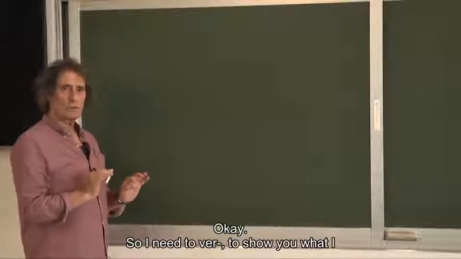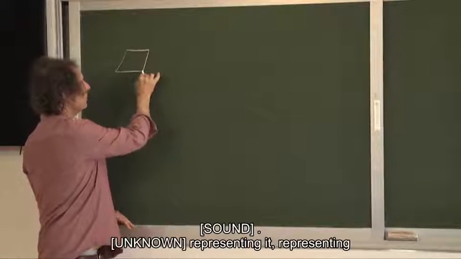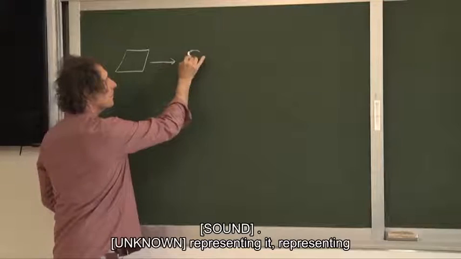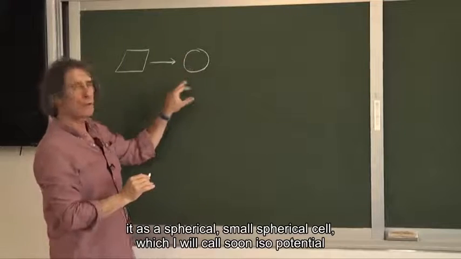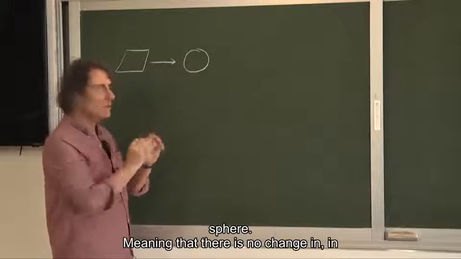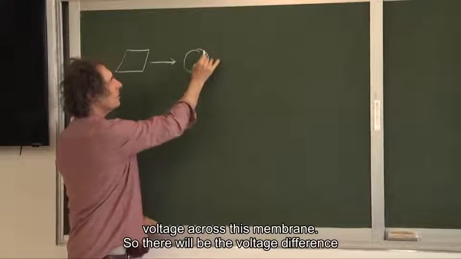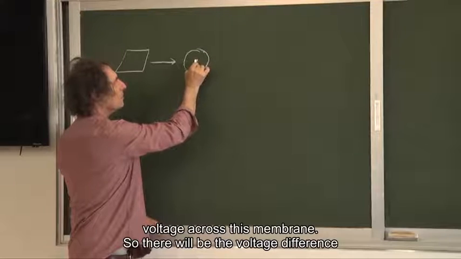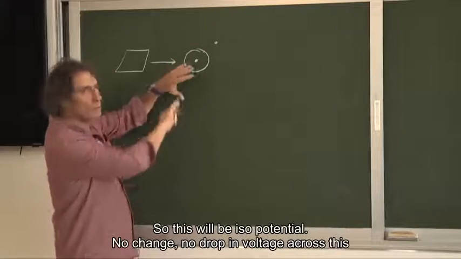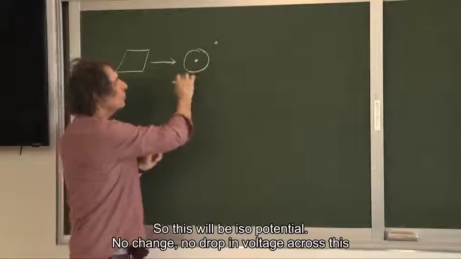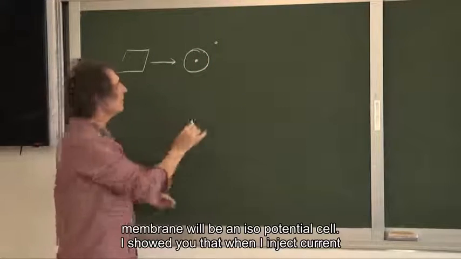Okay, so what I promised to show you is when I take a patch of membrane, representing it as a small spherical cell, which I will call an isopotential sphere, meaning that there is no change in voltage across this membrane. The voltage difference between the inside and the outside will be V at any location, so there is no drop in voltage across this membrane. It will be an isopotential cell.